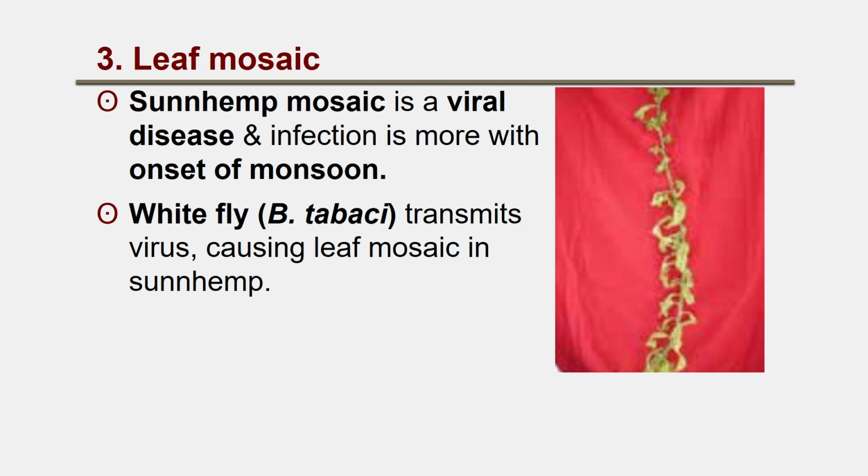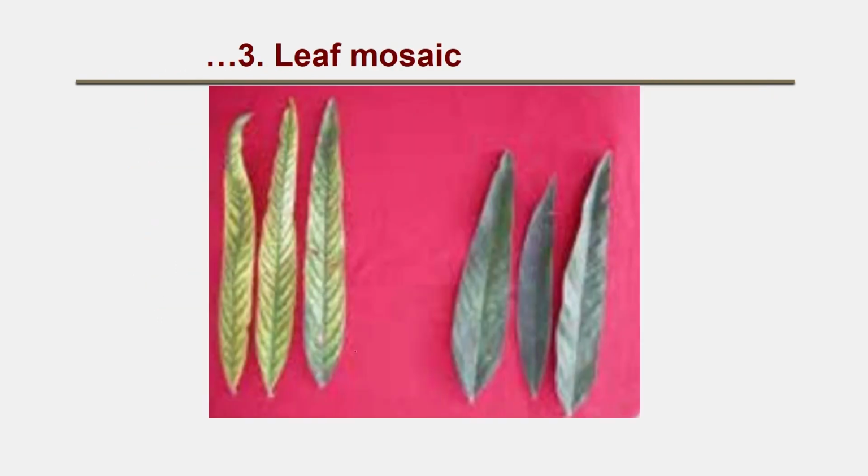Now, next disease is leaf mosaic. Sannhemp mosaic is a viral disease and infection is more with the onset of monsoon. Whitefly, Bemisia tabaci, transmits the virus causing leaf mosaic in sannhemp. That means whitefly is the vector of this disease, which transmits the disease from one plant to another plant. And you can see the symptoms. This is yellowing of leaves, and then finally they can dry also. You can see the symptoms on the left side, yellowing of interveinal areas, and on the right side you can see some healthy leaves.